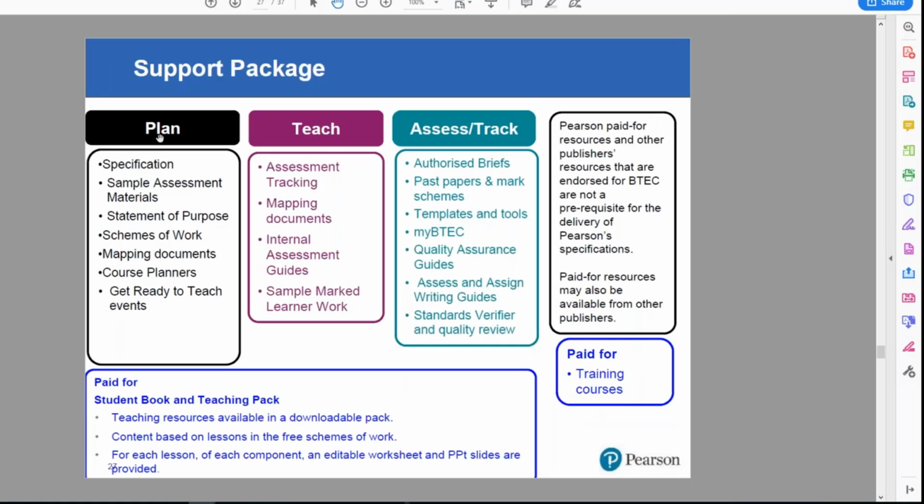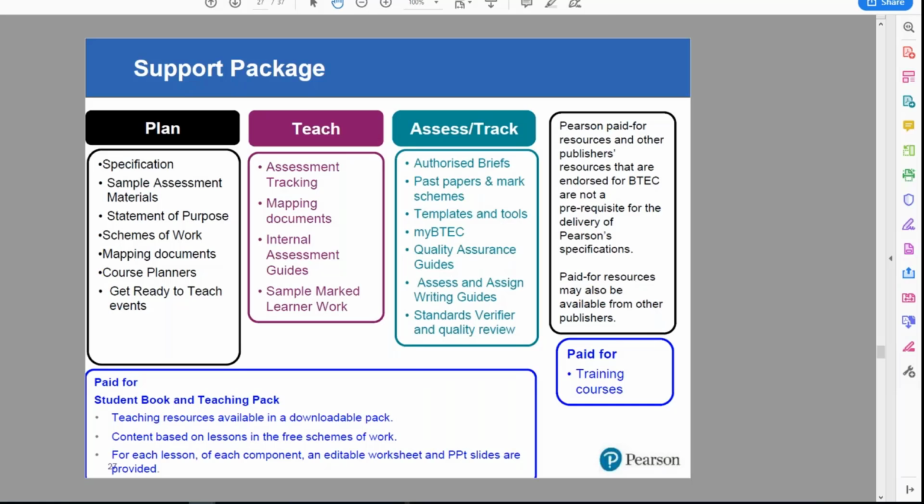So in terms of planning your program, we've got the spec, the sample assessment materials, schemes of work, mapping documents, course planners, getting ready to teach events. In terms of training, there's no events up on the website at the moment for DIT, but there are some in the planning, so they'll pop out. If you keep in touch with me, I can let you know. In terms of your teaching, there's assessment tracking, mapping documents, internal assessment guides, and sample marked learner work. So the sample marked learner work is what we provide that helps with standardization.